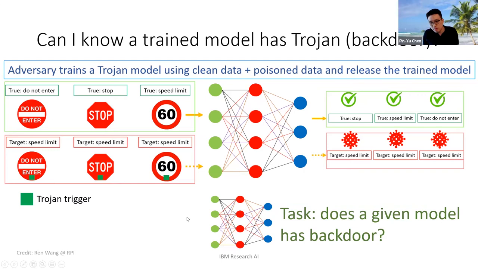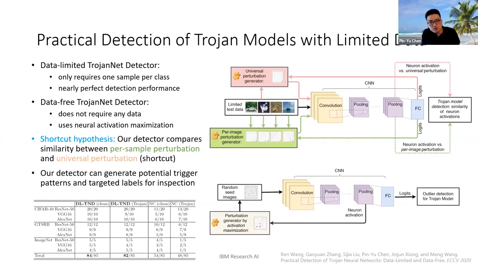This is the detection scheme that we are proposing, and we call it practical because we try to use as little data as possible to detect this backdoor. Is there a backdoor in this given model or not? We can separate it into two regimes. In the data-limited case, we only require as few as one sample per class, and we can achieve nearly perfect detection. In some specific neural network architectures, like convolutional neural networks, we actually don't require any data. Instead, we can use neural activation maximization techniques to generate the statistics we need to do the detection.